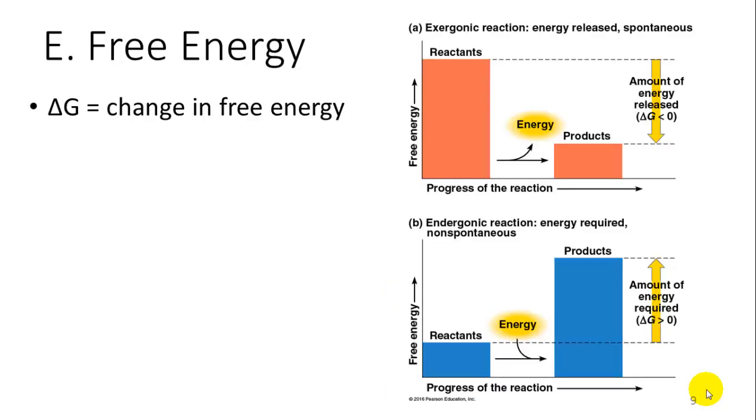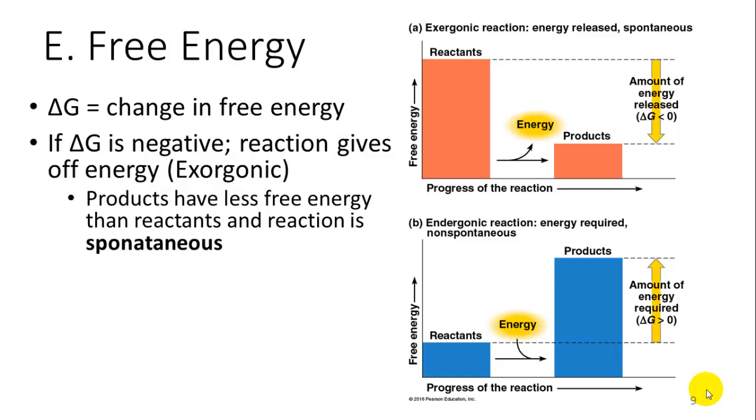In a reaction then, we have a change in free energy. So free energy goes from one form to another. If our change in free energy is negative, then that reaction is exergonic. Okay, so that's what we have here. In an exergonic reaction, the reaction releases energy as part of it. And it is spontaneous, meaning you don't have to input any energy, it just happens automatically.